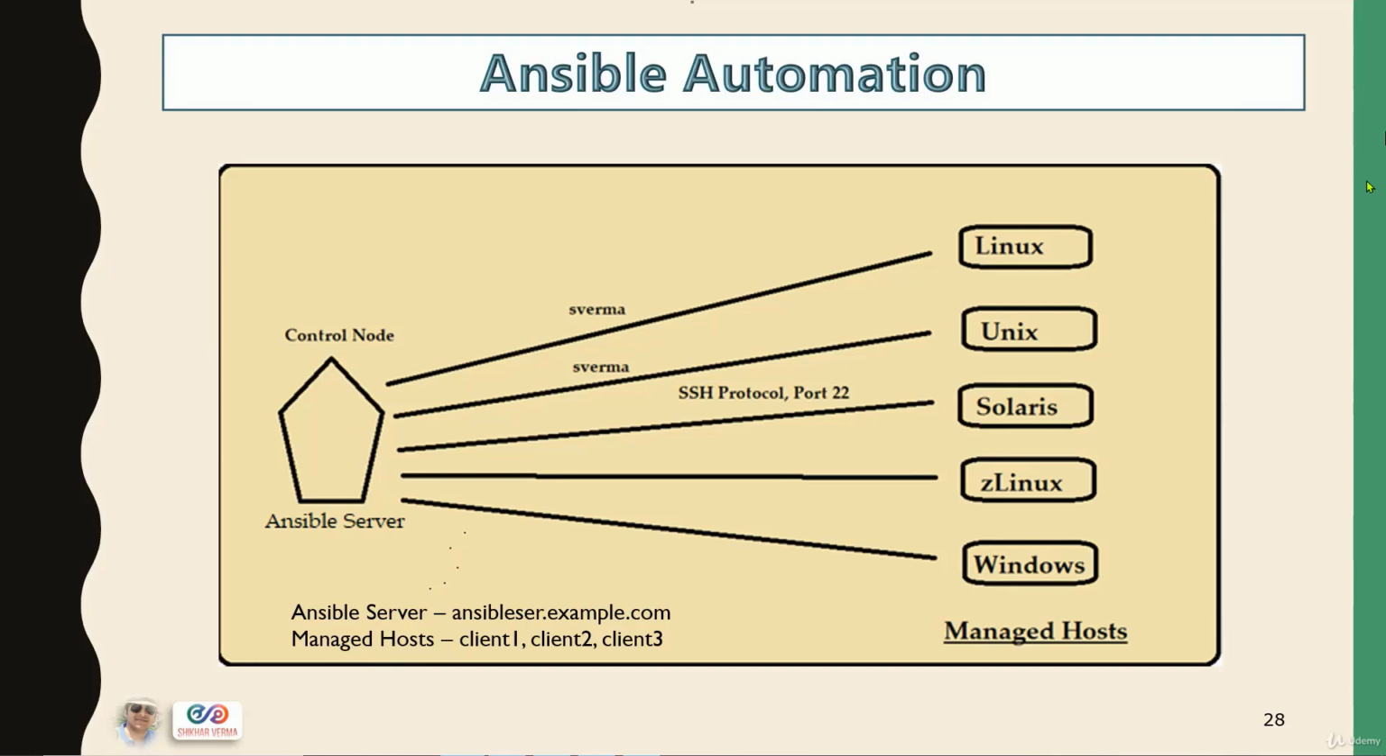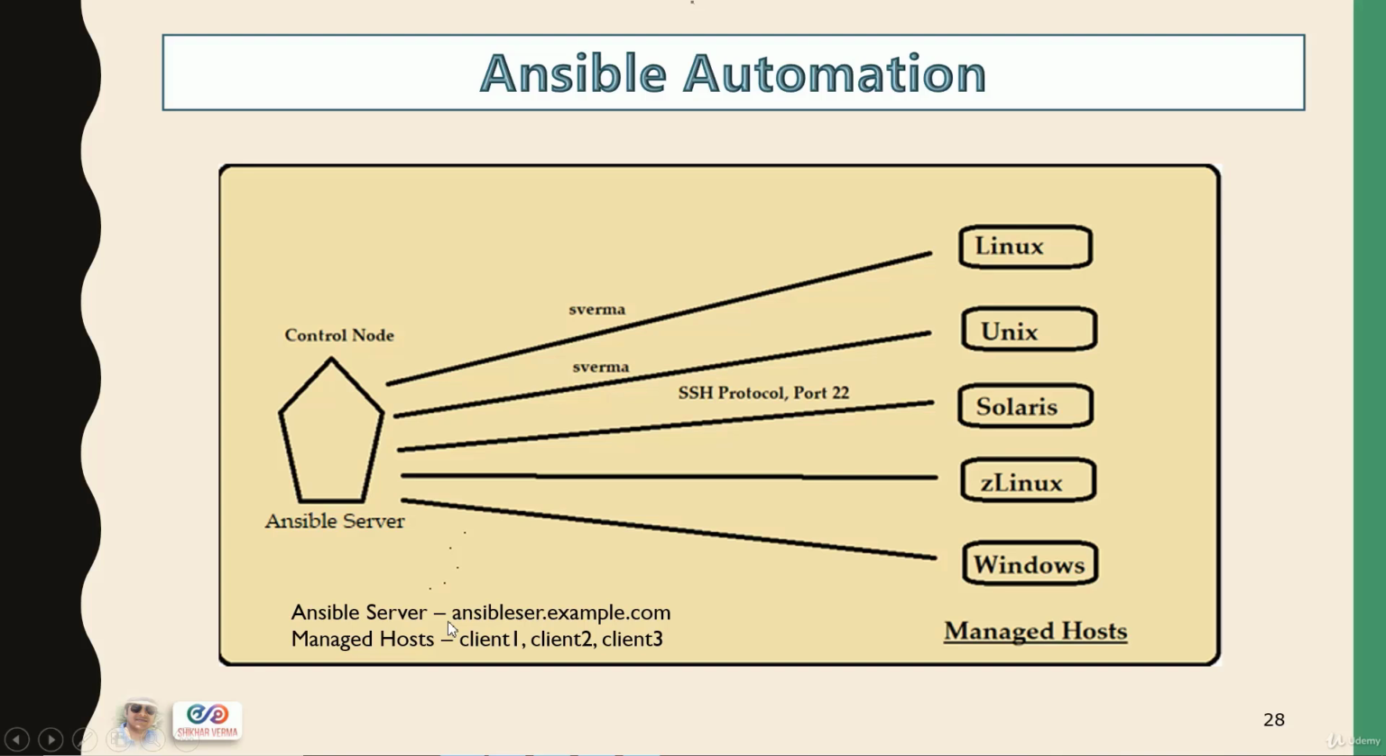I'm going to tell you how to do the Ansible setup. For our lab purpose, we have one control node, and this is my Ansible server, and these are my clients. Here you can see that one server I have chosen as an Ansible server, that is serve.example.com, and these are my managed hosts, client 1, client 2 and client 3. So this is the setup for our lab session.